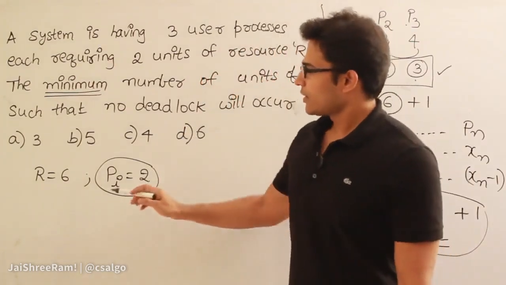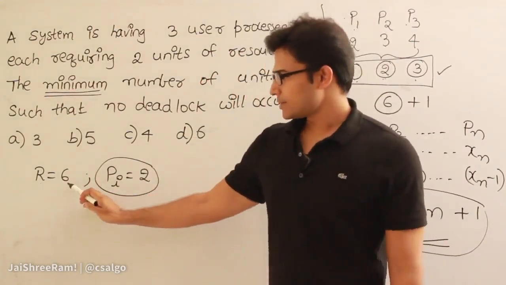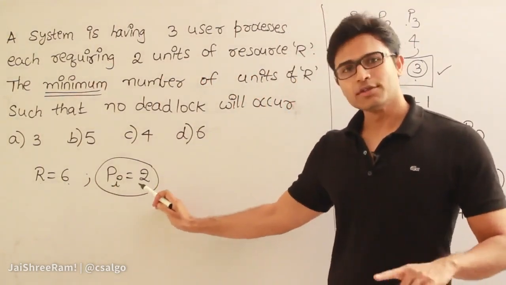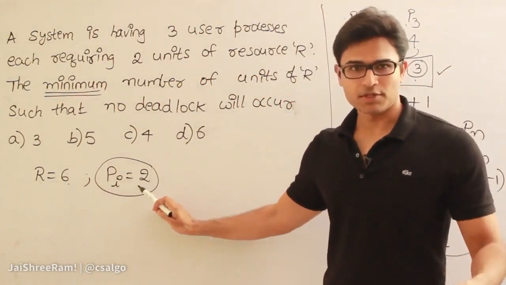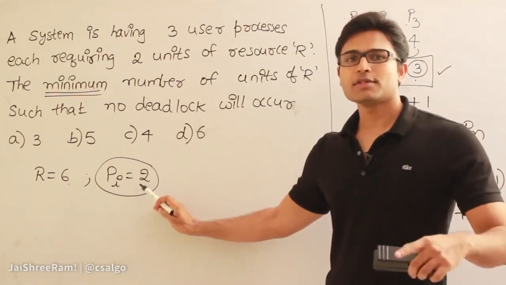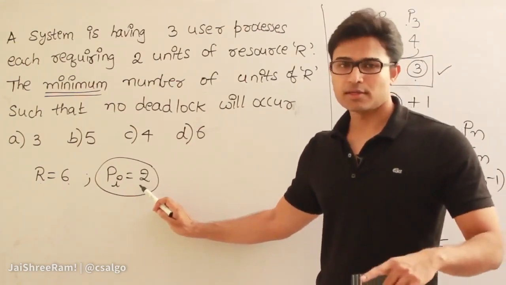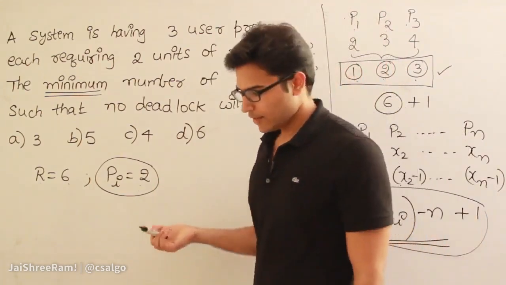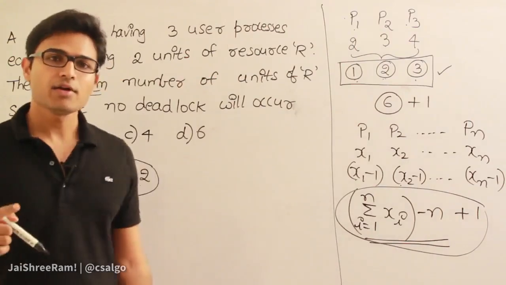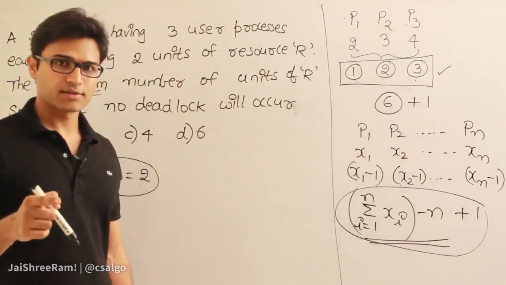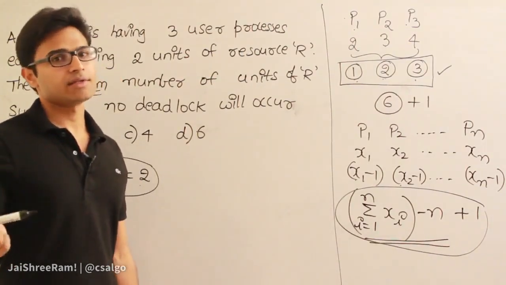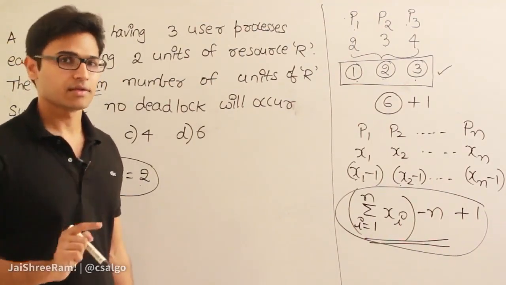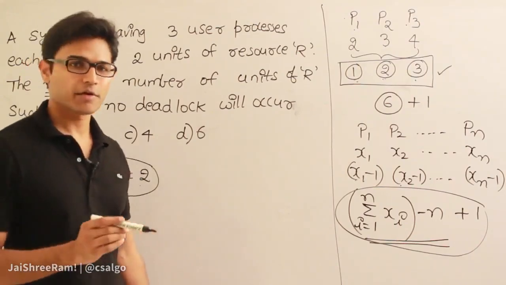They are saying that we have 6 instances of a resource and every process requires 2 instances to complete its execution. Then how many processes can be present at maximum in the system in such a way that there is no deadlock? How can you solve it? You find out the minimum number of processes that can be present inside the system which will lead to deadlock, and then you subtract 1.